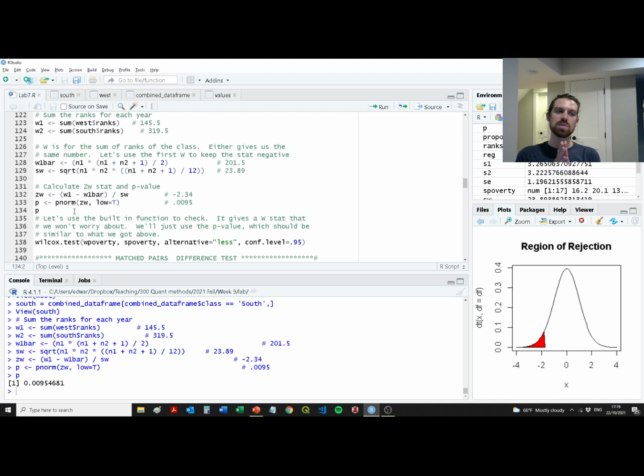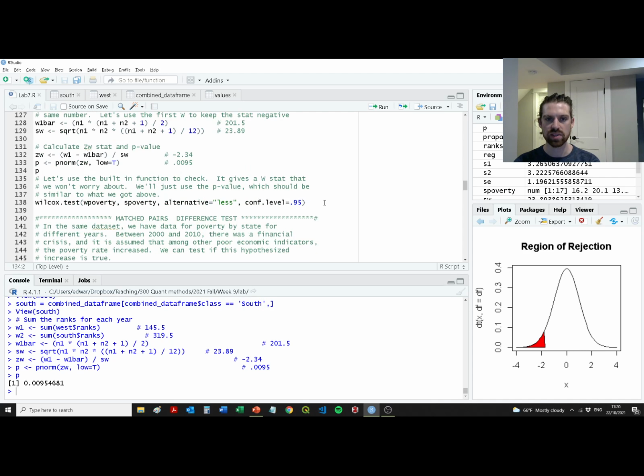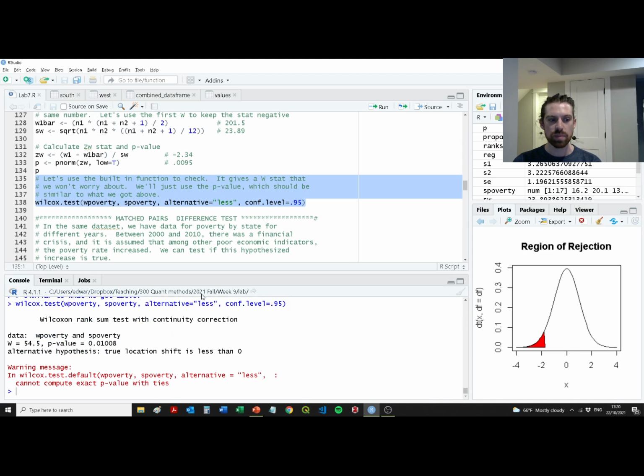And as a result of this p-value being so small, we're able to reject the null hypothesis because we've got quite substantial evidence that the results haven't just occurred by chance, and accept the alternative hypothesis that the poverty rate is lower within the South relative to the Western parts of the United States. We can also use the built-in function to check this.